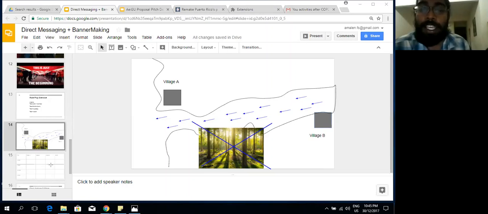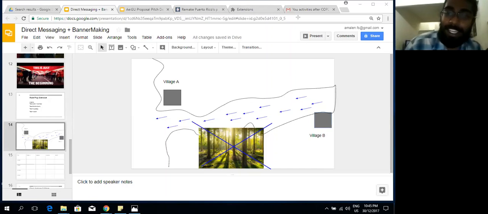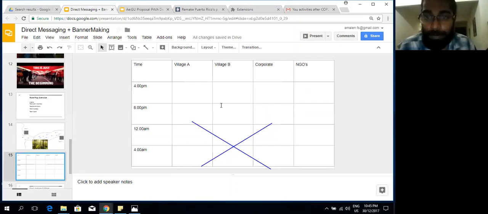So, here's what's going to happen. If this factory is built here, it will pollute the river, and a lot of people from village A will lose their livelihood. A lot of people from village B will also lose some of their things. Okay? So, right now, okay, oops, why is there annotation there? Get rid of that.